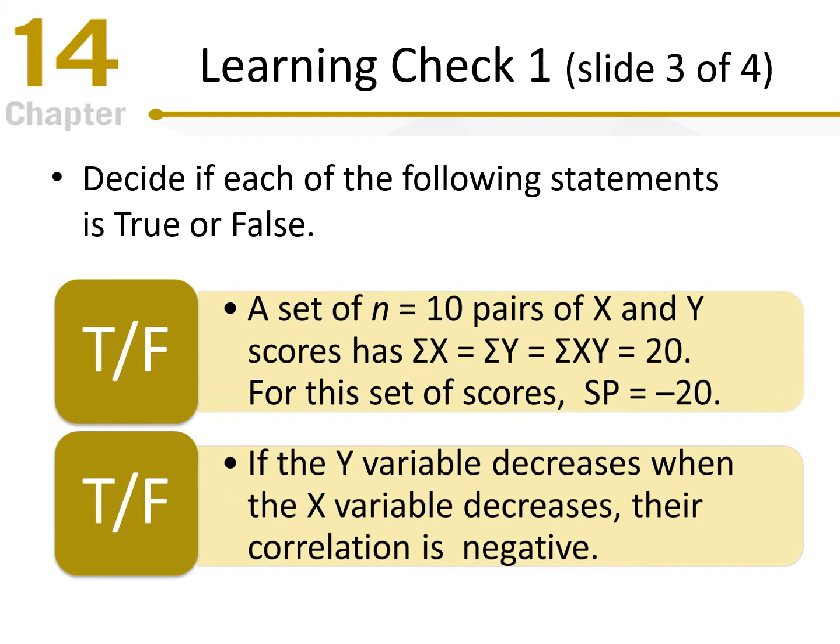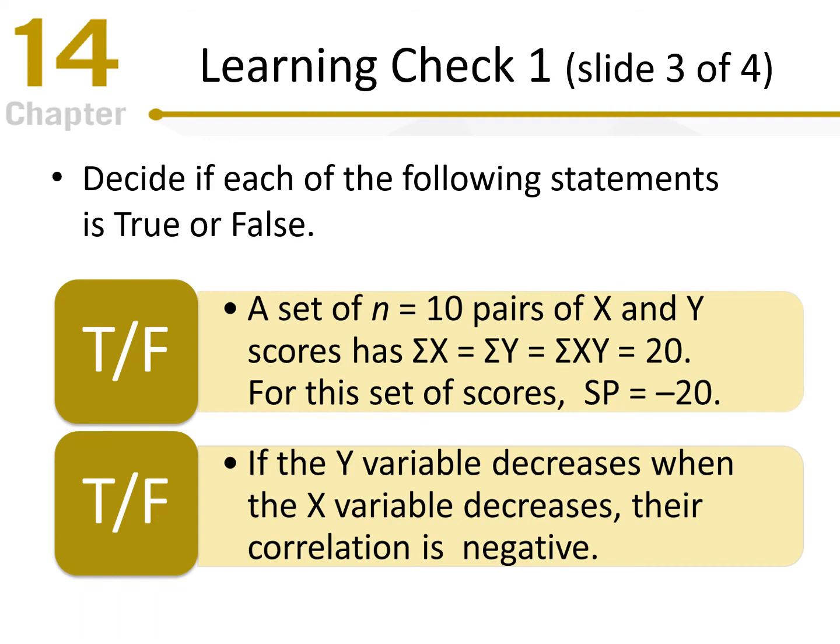Let's look at the second question. True, false. A set of 10 pairs of x and y scores has sum of x equals the sum of y equals the sum of xy equals 20. So they're all the same. They're all 20. So here you have to go back and find the formula for the sum of the product of the deviations. So the formula for that was sum of xy minus sum of x times sum of y over n. And you're going to plug in 20 for all those values.